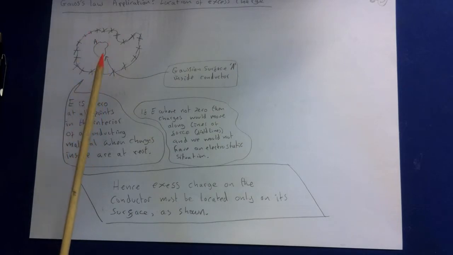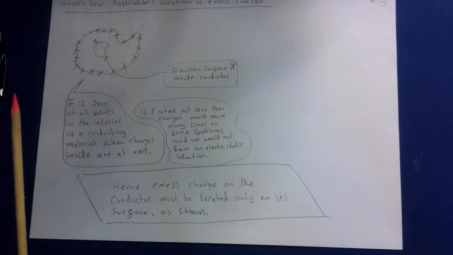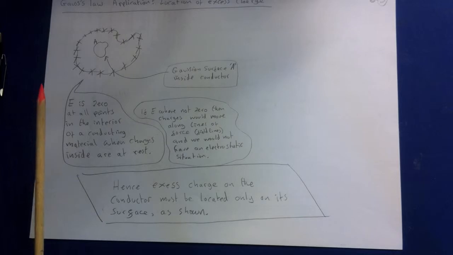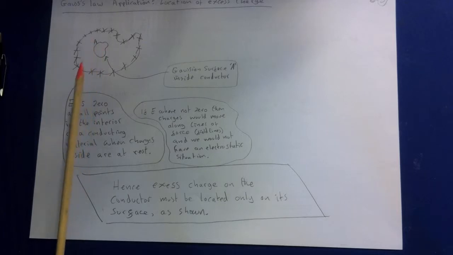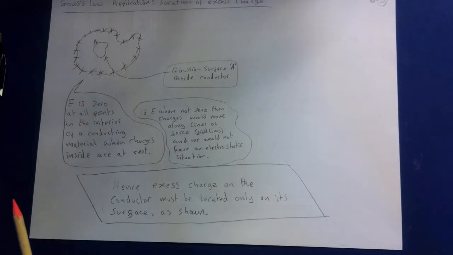If E were not zero, the charges would move along the lines of force, and we would not then have an electrostatic situation. We can, for example, imagine a Gaussian surface inside the conductor, such as a surface A here. Because E equals 0 everywhere on this surface, Gauss's law requires that the net charge inside the surface be zero.